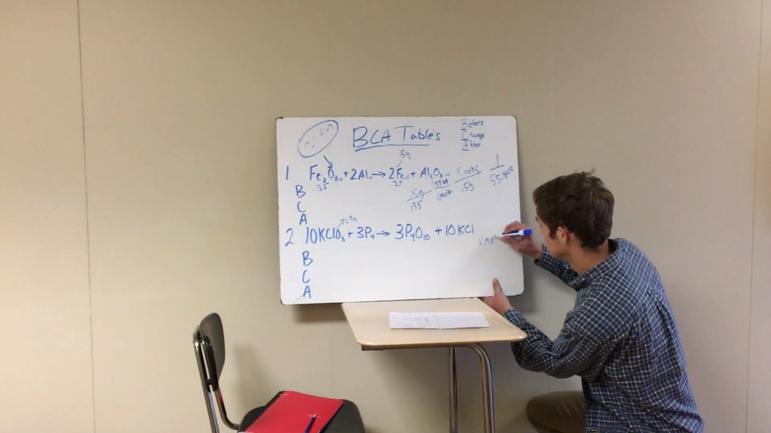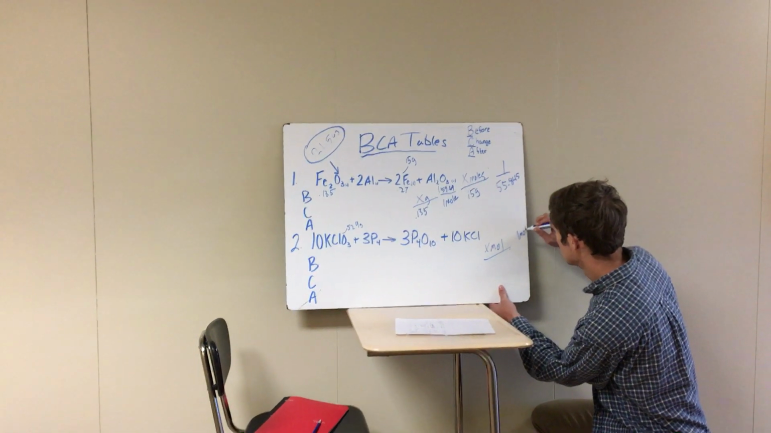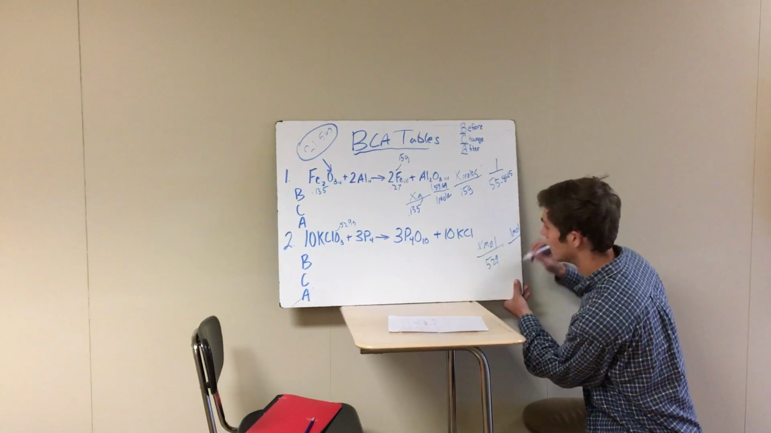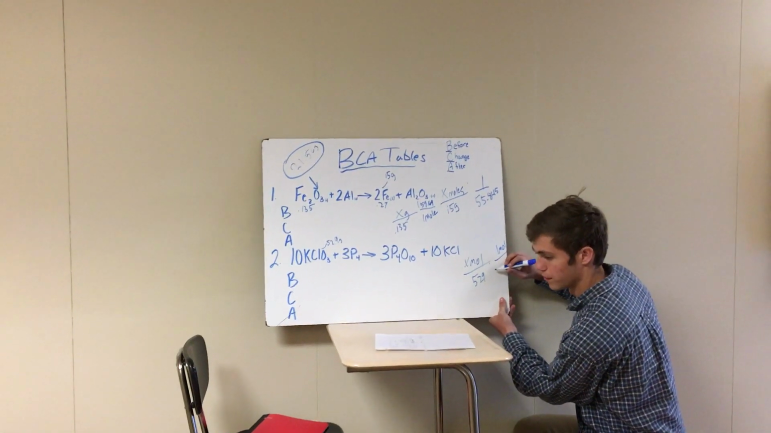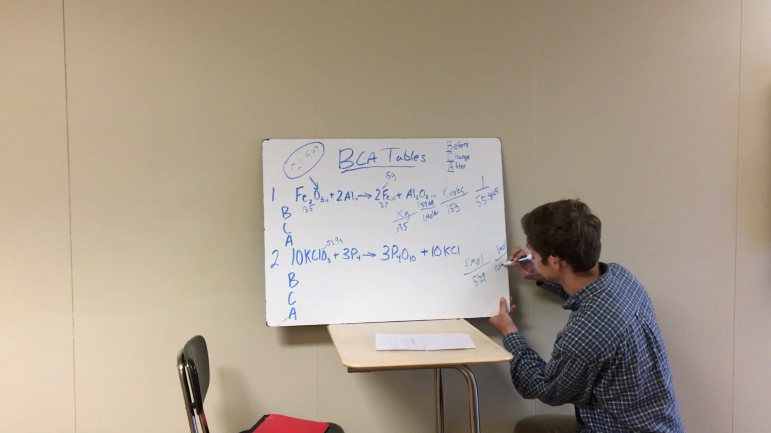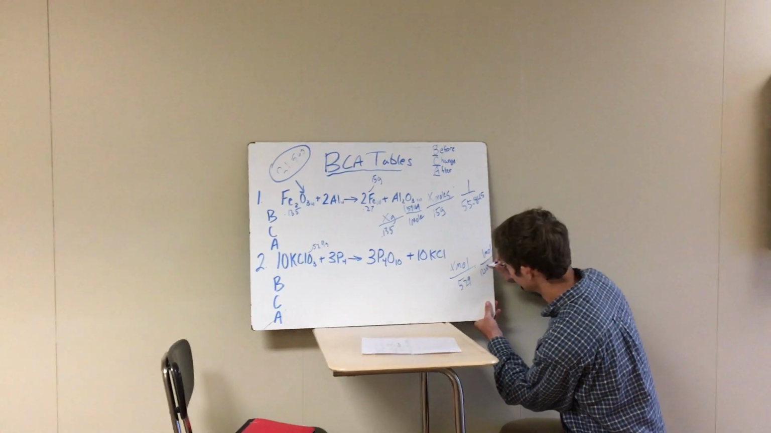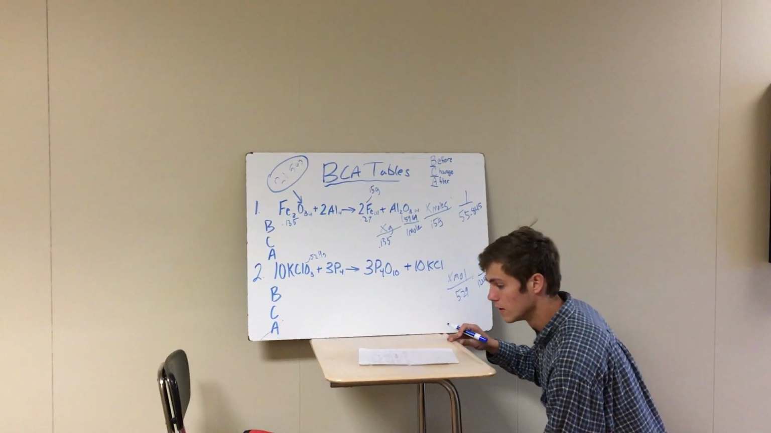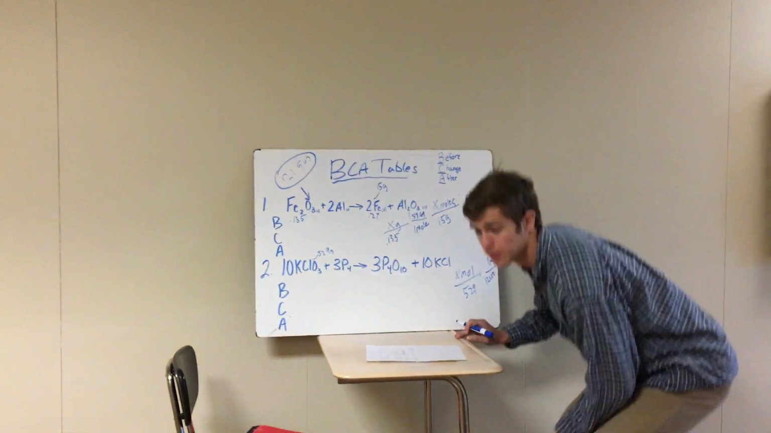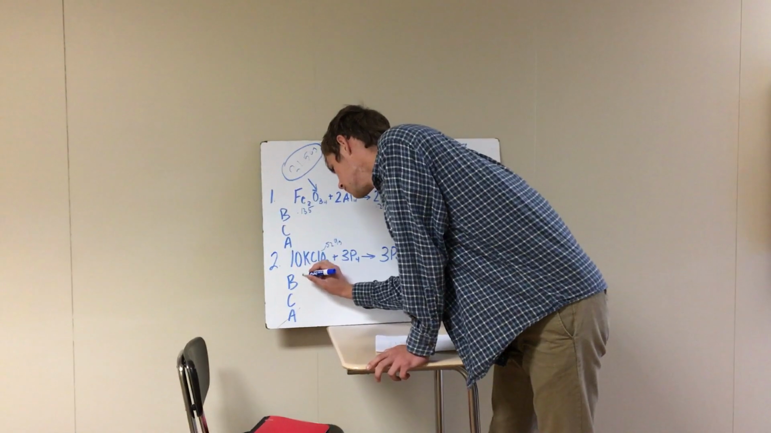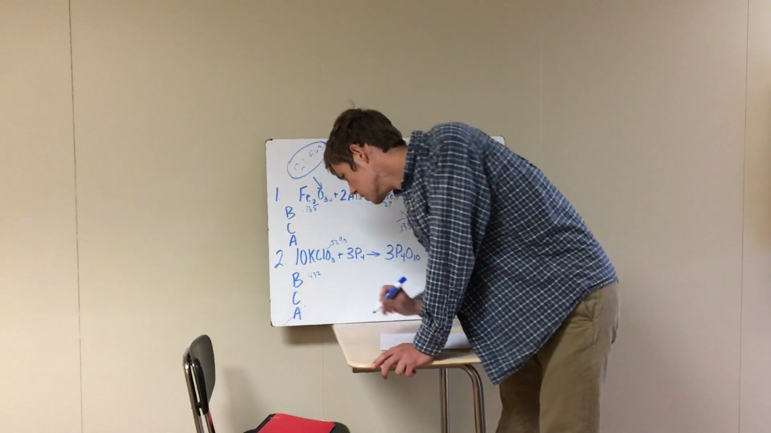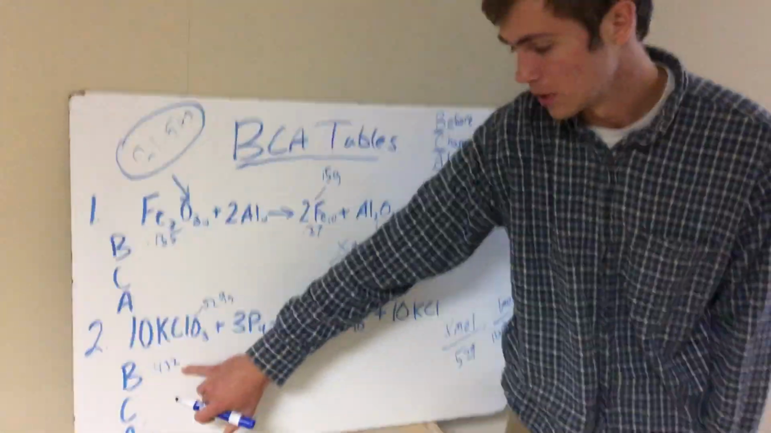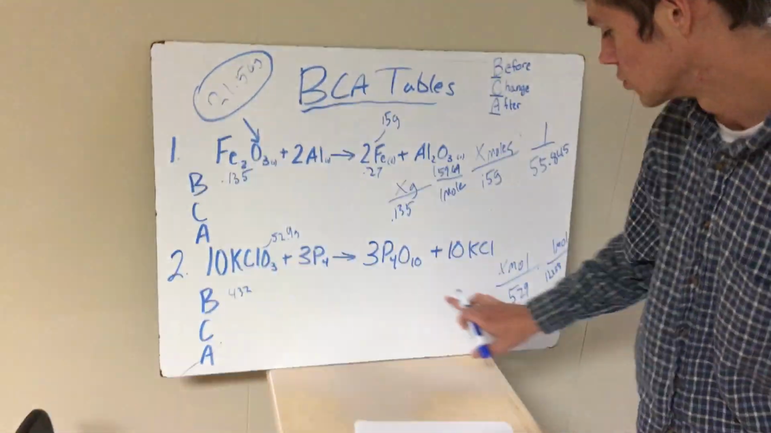So X moles, 52.9, and then the molar mass of KClO3 is 122.6. So once we divide these two, you get 0.432 moles. 0.432. And because this we know is going to be limiting, we have to add this to the other side.